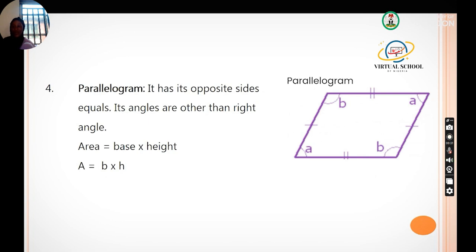Its angles are not right angles. So they do not form right angle. And mind you, I said right angle is 90 degrees. So this is not 90 degrees. The angles are not what? 90 degree angle. So you can get the area of a parallelogram by multiplying the base by the height.